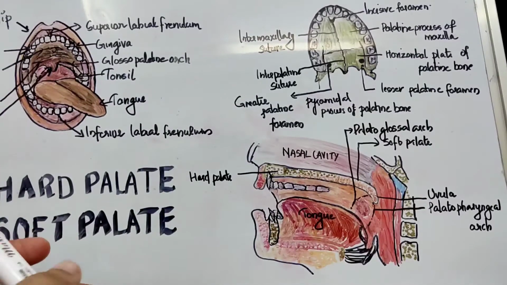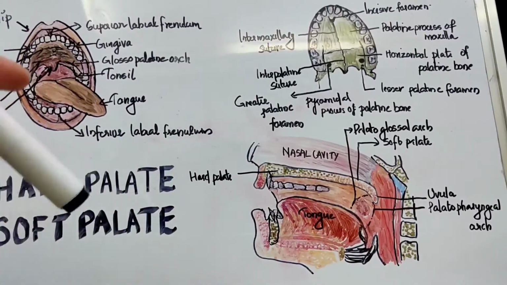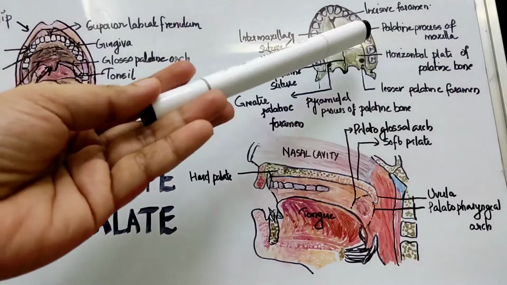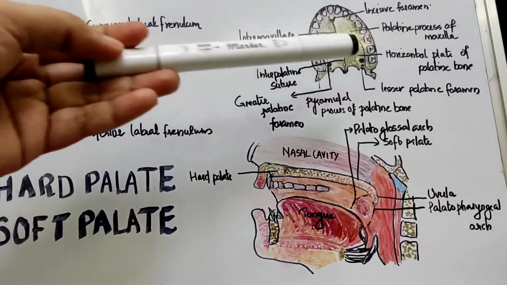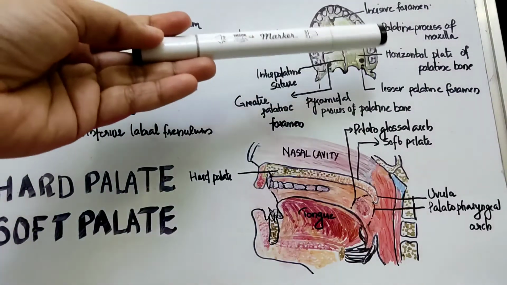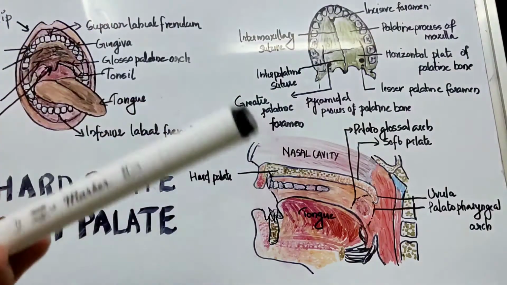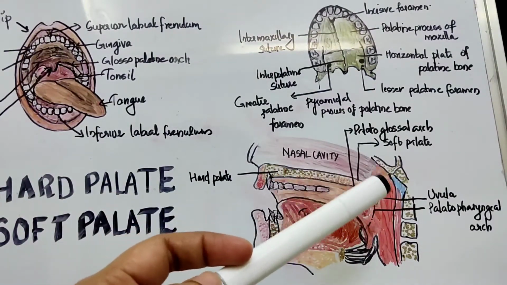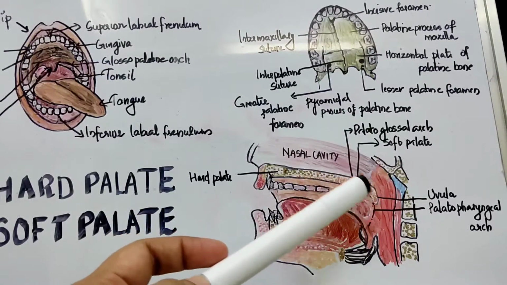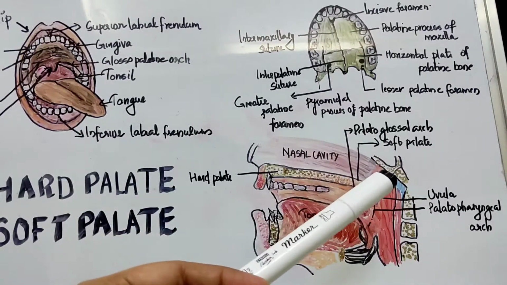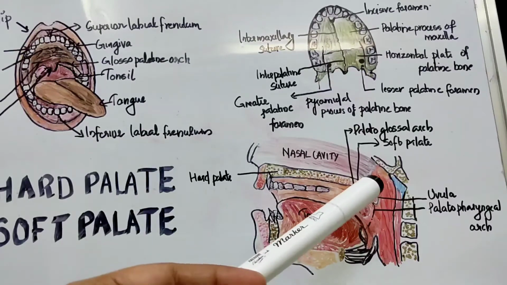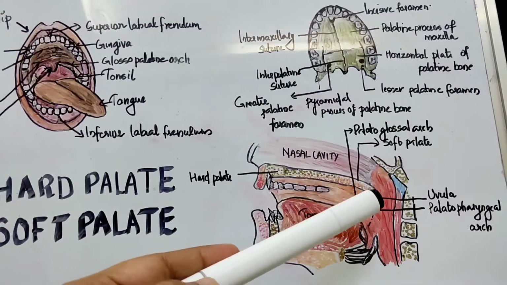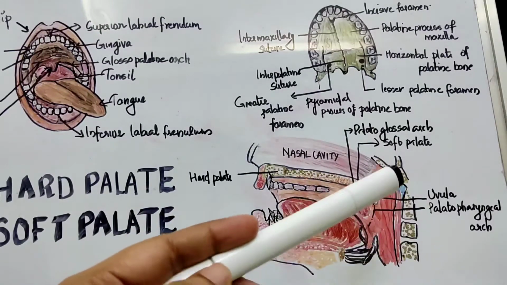So today we discussed the hard palate and also the soft palate. The hard palate is formed by 2 bones, that is the palatine process of the maxilla and the horizontal plate of the palatine bone. Then we discussed the margins and surfaces of the hard palate, then its nerve supply. Then we discussed the soft palate. It has 2 surfaces and 2 borders. And then we discussed the 5 muscles of the soft palate: the tensor veli palatini, levator veli palatini, the palatoglossal and palatopharyngeal muscles, and also the musculus uvulae.